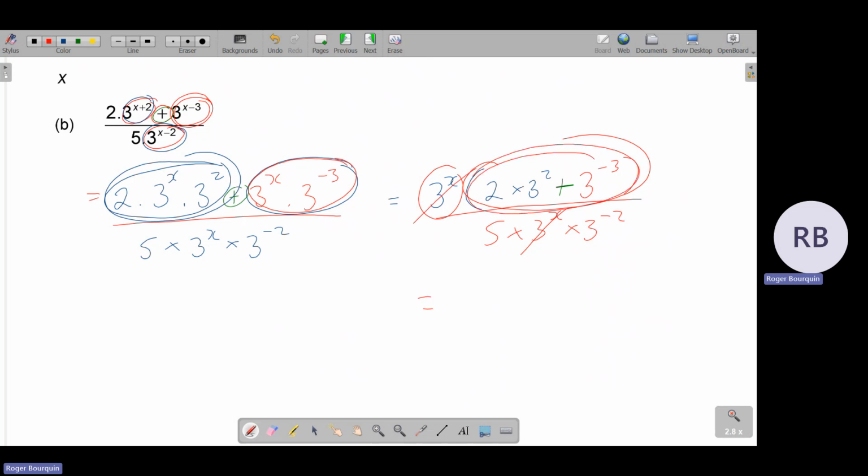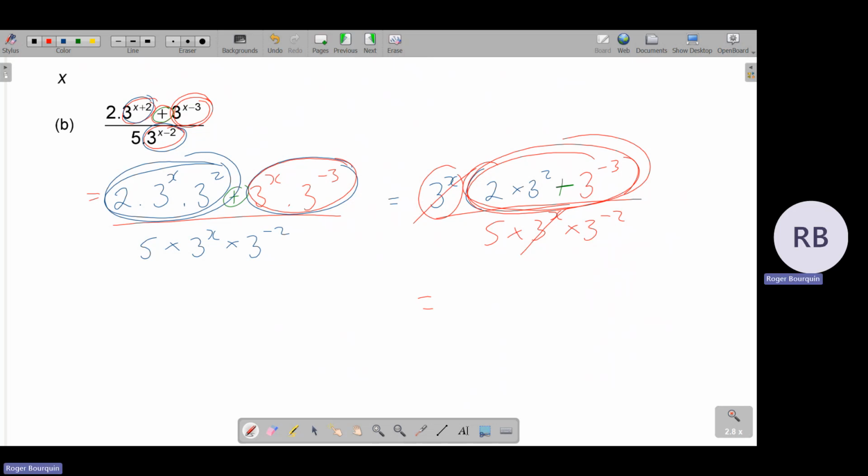Can use your calculator to simplify this bit over here. It's going to be 2 plus 9 plus 1 over 27. Even if there's no calculator, I'm going to use the calculator. So I've got 2 times 9, which is 18, plus 1 over 27 equals that, divided by 5 times 1 over 9.